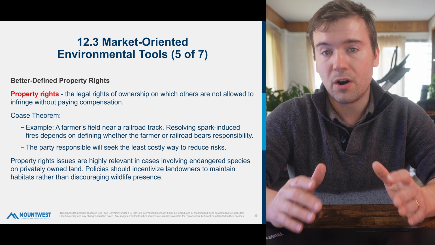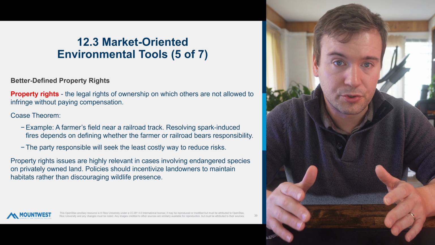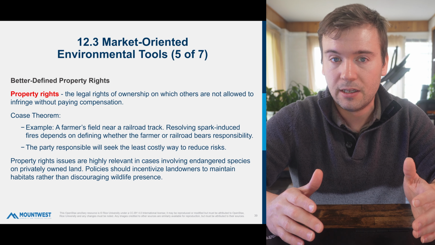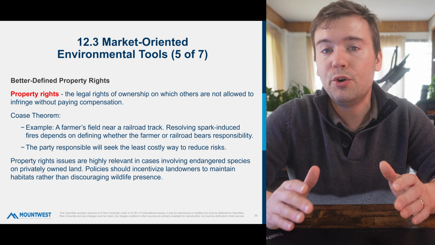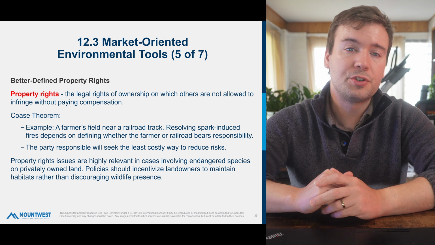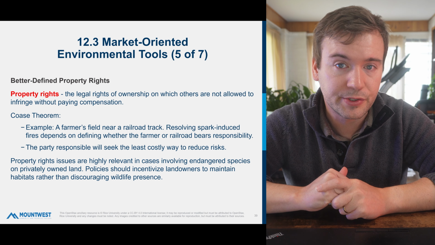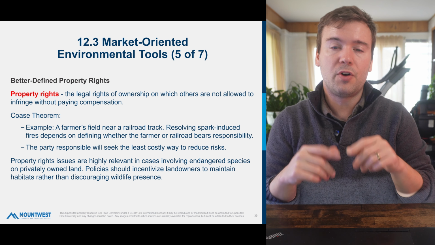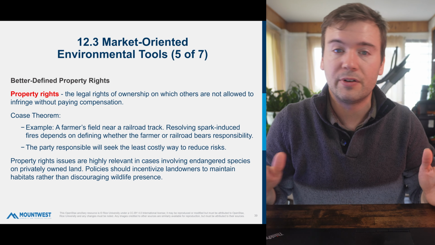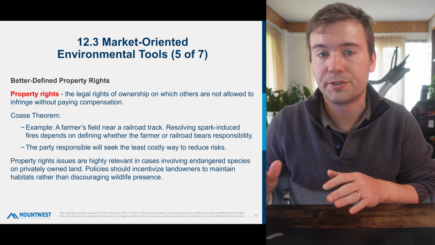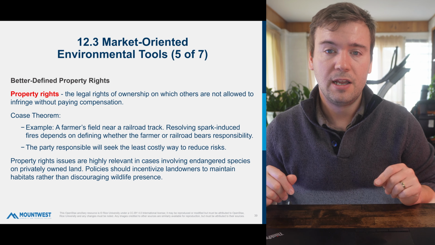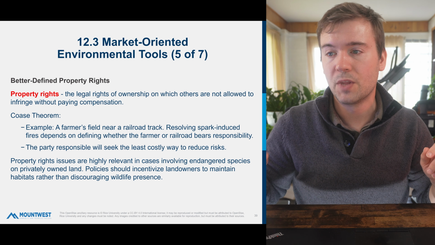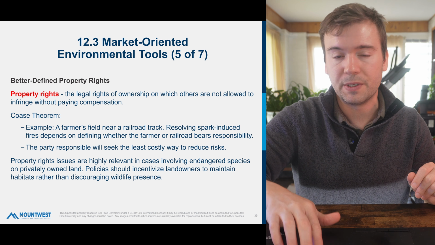For example, consider a farmer whose field is near a railroad track. If the railroad's sparks cause fires on the farmer's land, then clearly defining who is responsible can lead to a resolution, whether it's the farmer taking precautions or the railroad investing in spark reduction. So issues involving things like endangered species on privately owned land, those can also be addressed through clearly defined property rights. It incentivizes landowners to maintain their habitats rather than destroying them. That's where this has really come up a lot, is with endangered species.